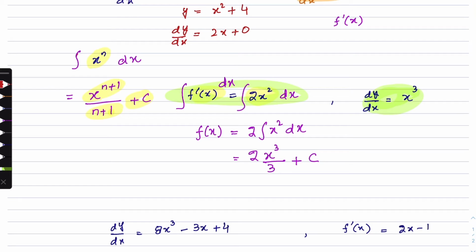So we write dy here is equal to x cube and dx here. We convert this thing into this form. And then after that, we have to write the integral sign on this side and the integral sign on this side.